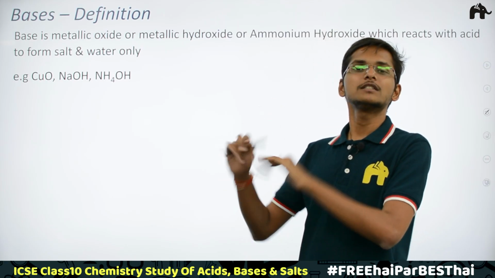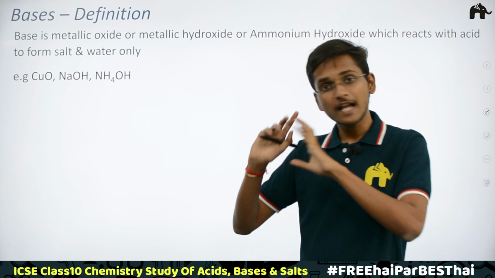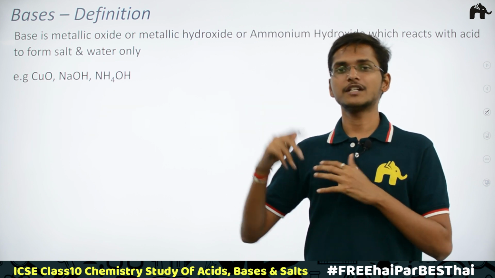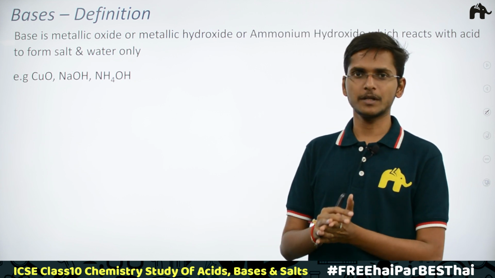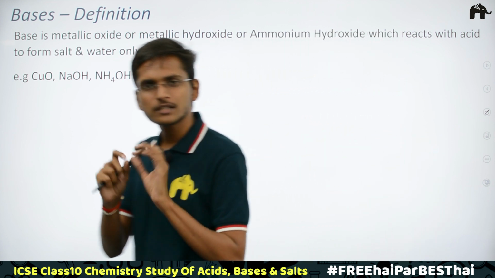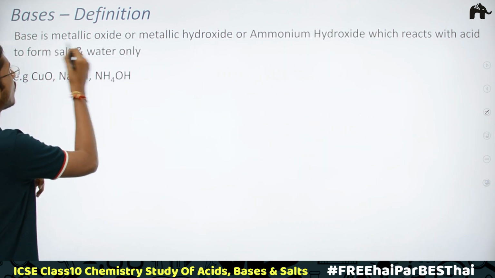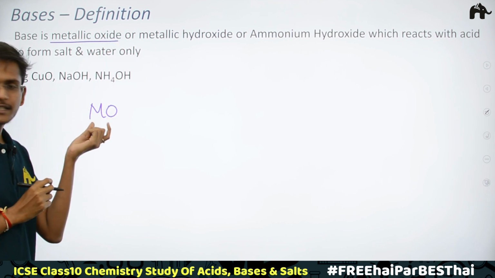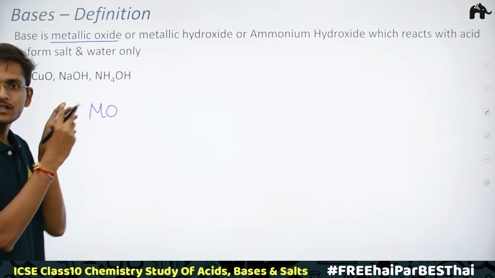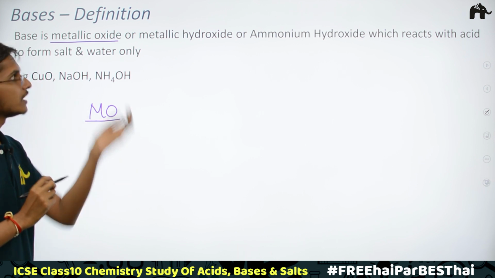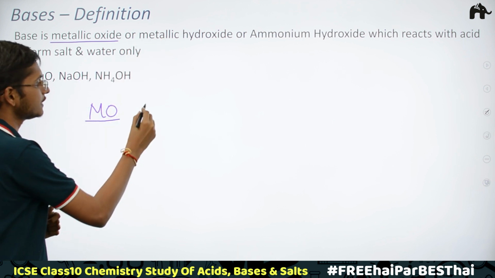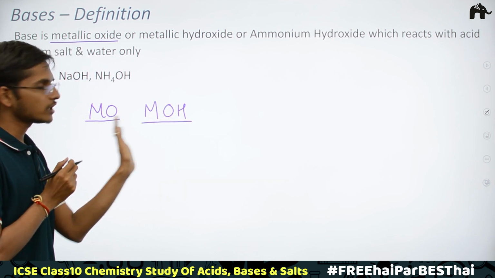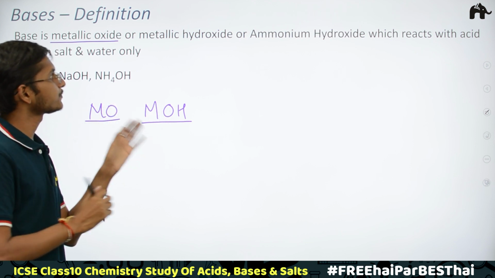So far we have learned what are acids, the classification of acids, right? Now we are going to move towards bases, the definition of bases and the classification of bases. Simple. So what is a base? Base is simply a metallic oxide. What is metallic oxide? Metal is combined with oxygen and it forms metallic oxide, okay. Or base is a metallic hydroxide, okay. So metal and OH, when they combine, it is called metallic hydroxide, MOH.